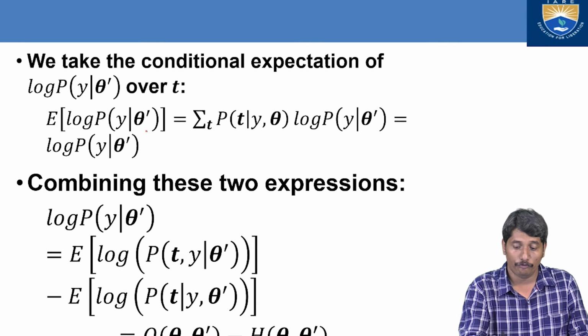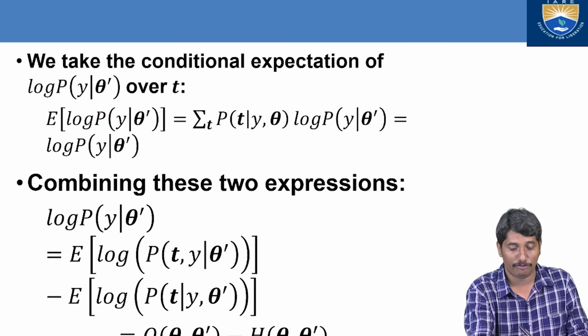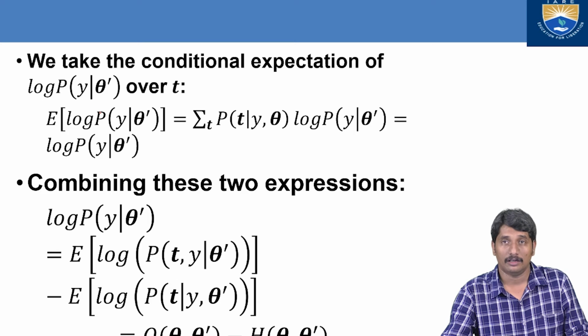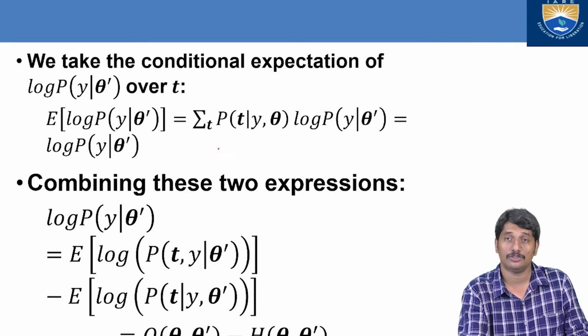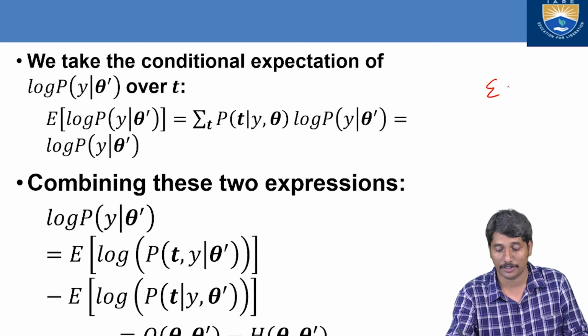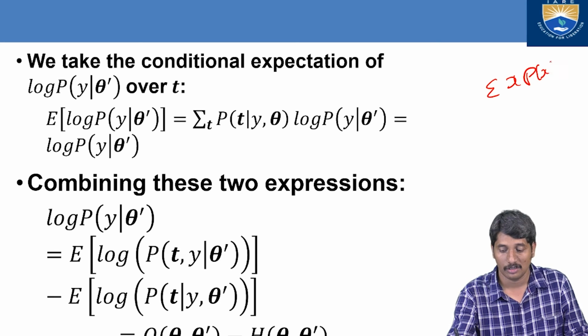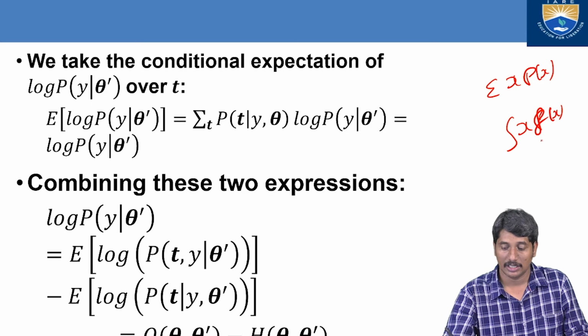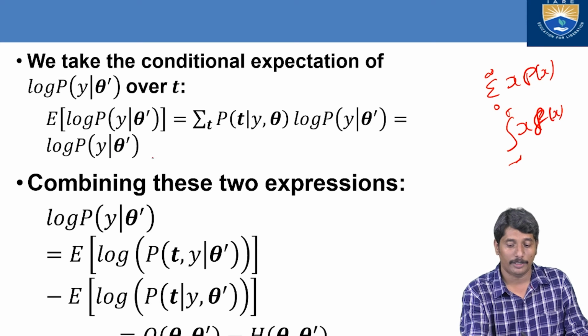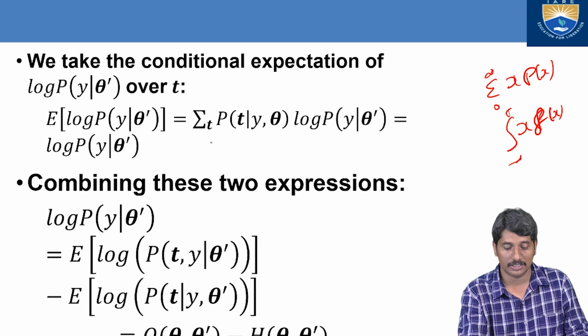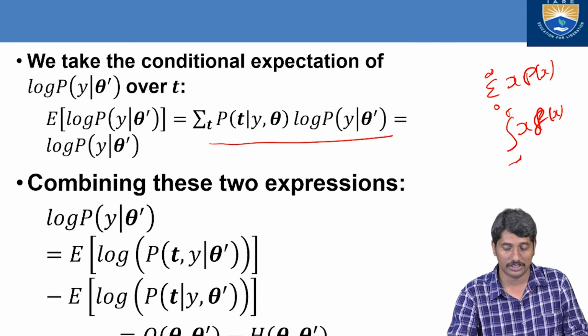Now we take the conditional expectation of log p of y given theta dash or theta. You can understand expectation. Expectation means, for a discrete random variable, summation x into p of x. For a continuous random variable, it is x into f of x. Okay, here 0 to infinity or 0 to n, or here minus infinity. Now, by using that, assuming it is discrete, we could reach this.